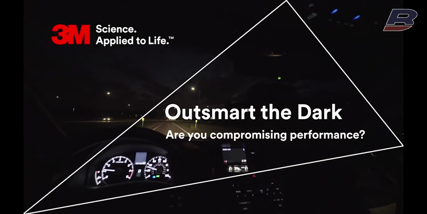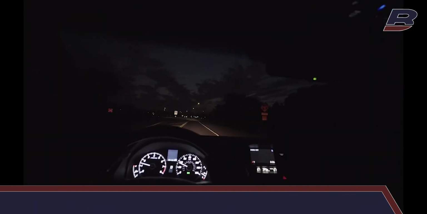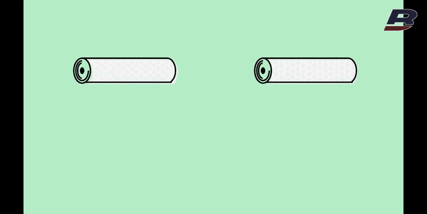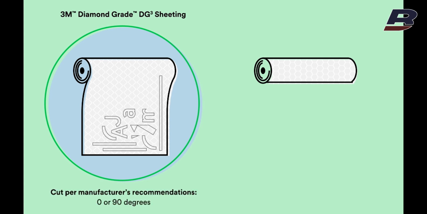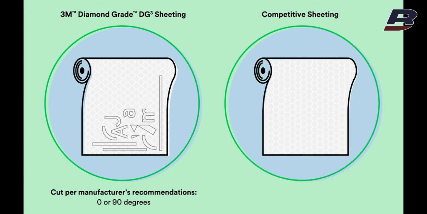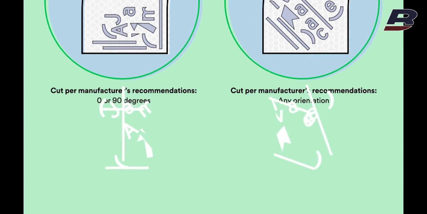Driver safety is our ultimate goal. It's why we design sheeting that we feel puts driver experience and safety first. We fabricated a sign using two different ASTM D4956 Type 11 sheeting materials. On the left, 3M diamond gray DG cubed sheeting copy was fabricated at 0 and 90 degrees orientation. On the right, competitive Type 11 reflective sheeting was cut at multiple orientations per their sign fabricator recommendations.